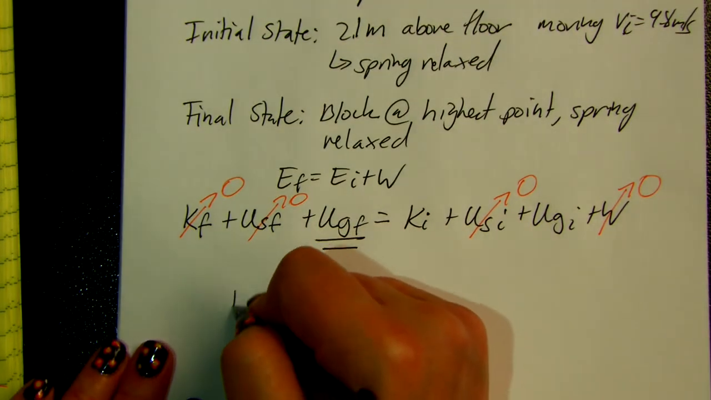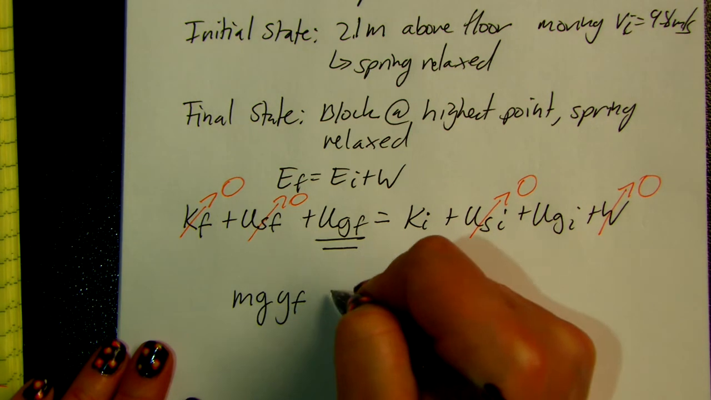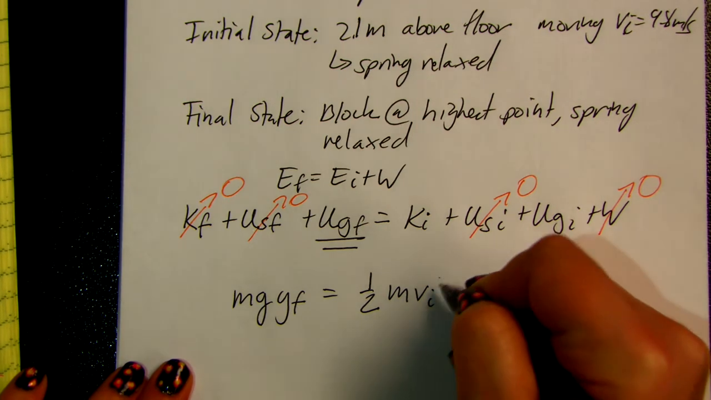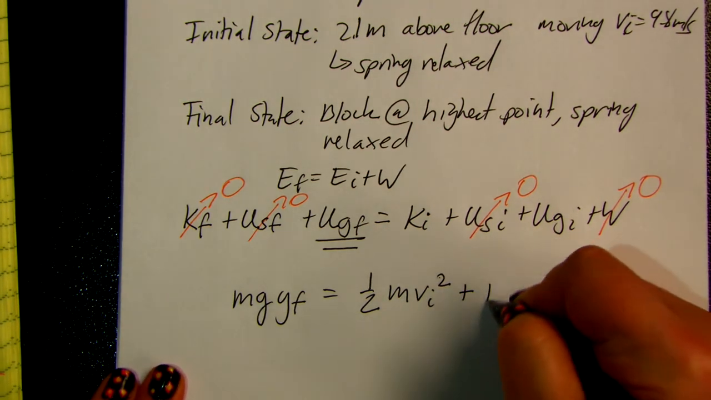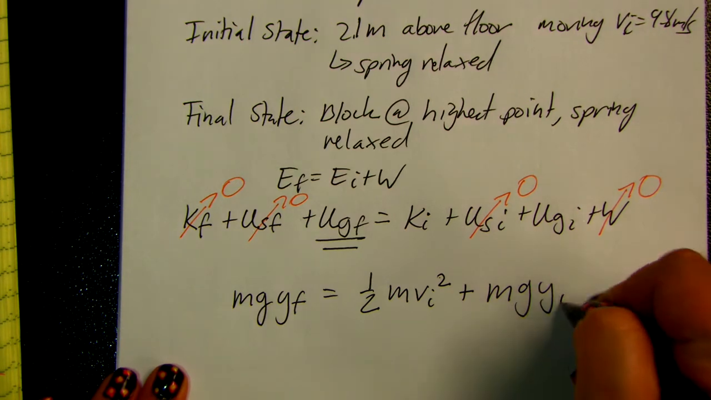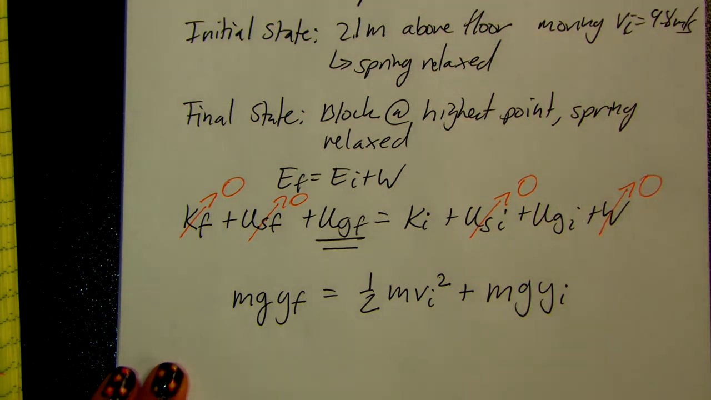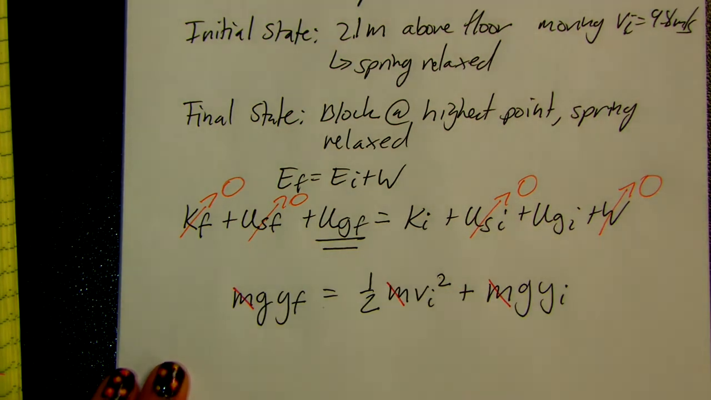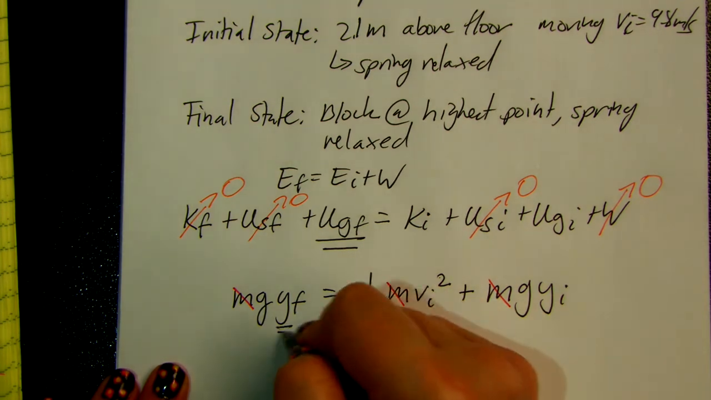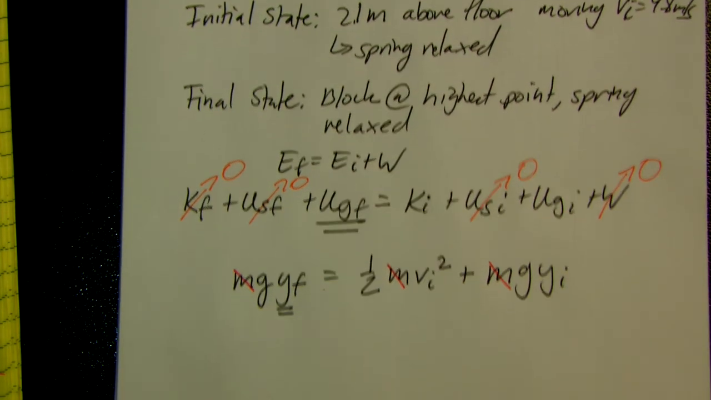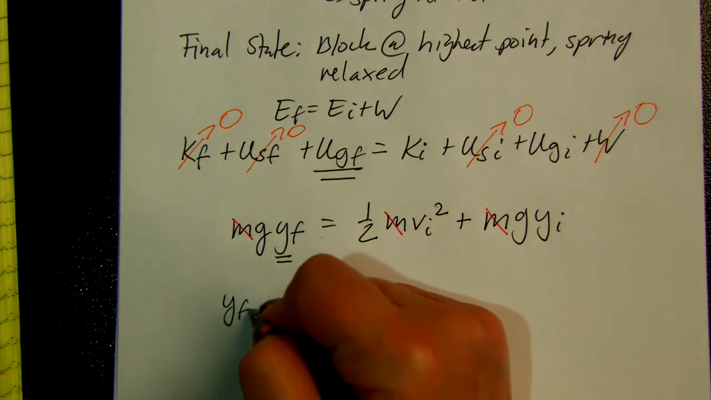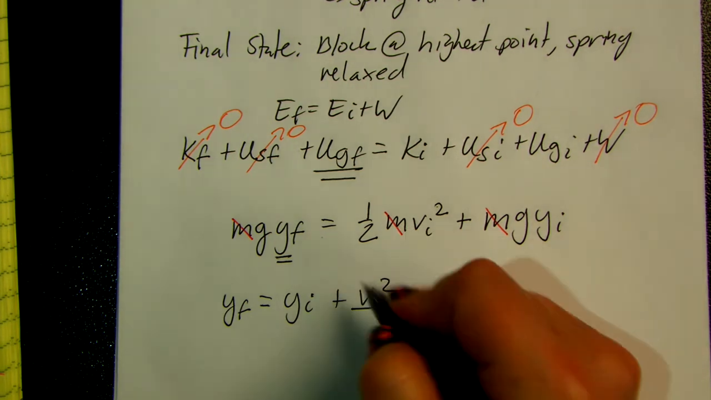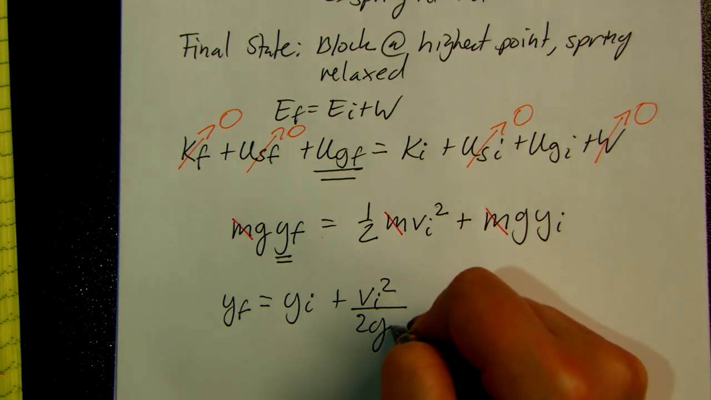So we've got mgy final is equal to 1/2 m v initial squared plus mgy initial. All right, so we note all of these terms have the mass in them, so goodbye mass. We can divide you out. Now, of course, this is what we want. So y final is equal to y initial plus v initial squared over 2 times g.